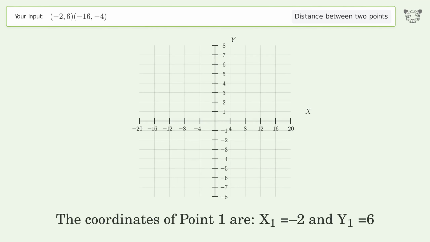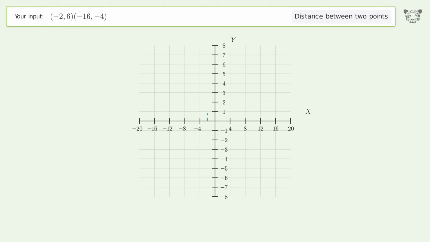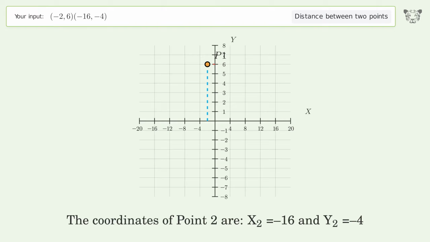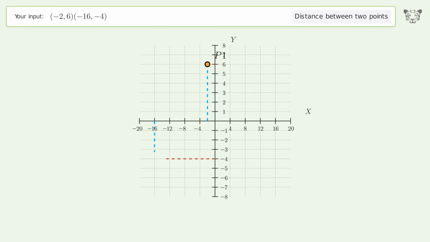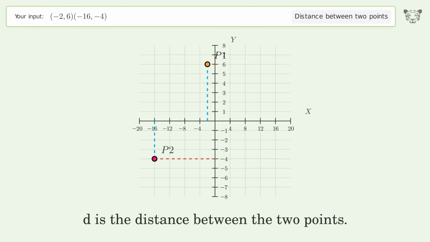The coordinates of point 1 are x1 equals -2 and y1 equals 6. The coordinates of point 2 are x2 equals -16 and y2 equals -4. D is the distance between the 2 points.